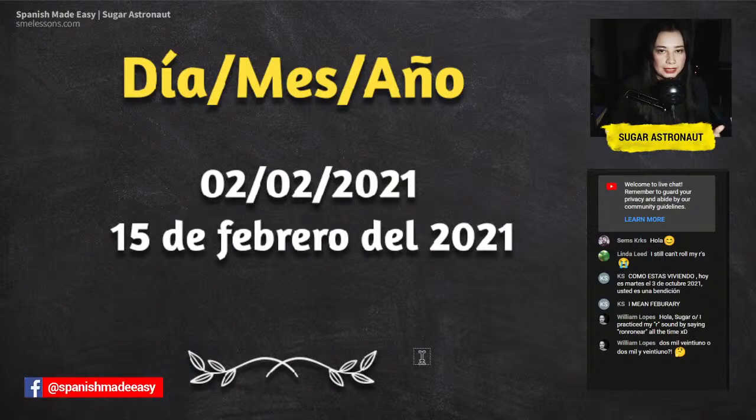Okay, you're not gonna use any ordinal numbers, sorry. So you won't say the 15th. You say in Spanish, quince de febrero del 2021, okay? So that's something important to remember. The first day of the month is an ordinal number, primero, and then the rest of the days are just numbers. 2, 3, 4, 5, 6, 15, 20, 31, okay? So that is something really important to remember.